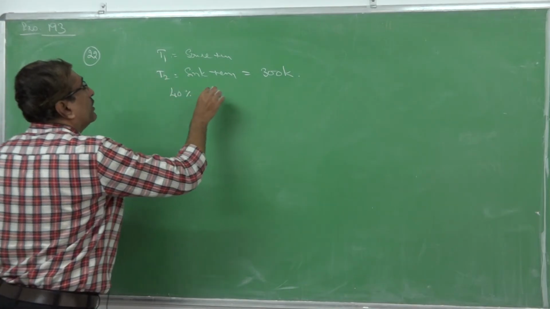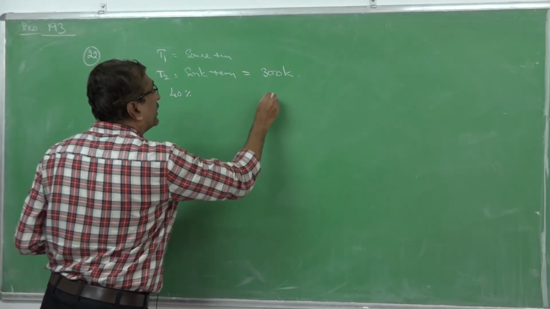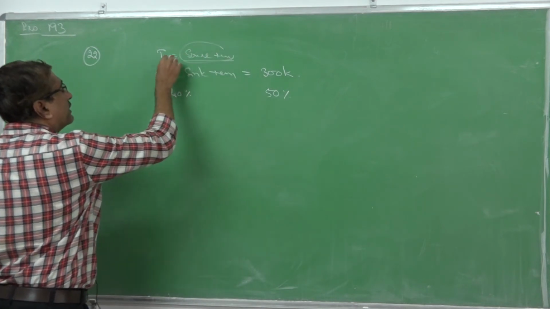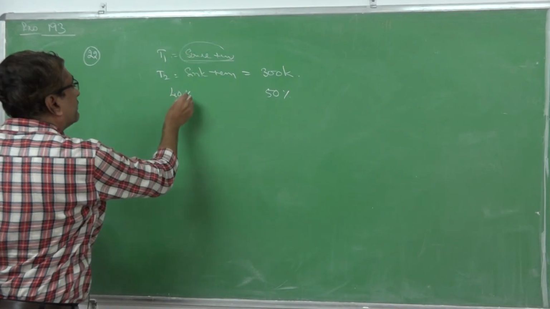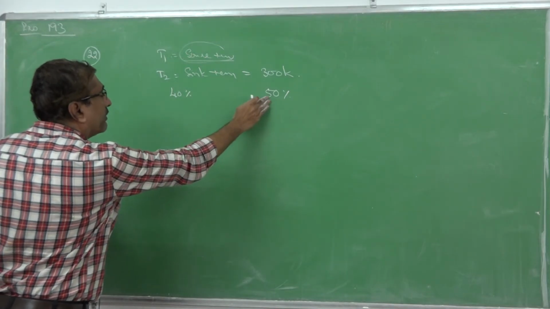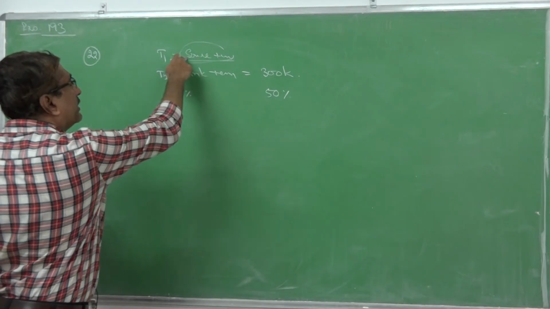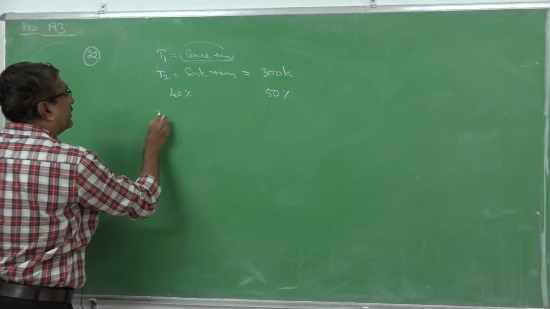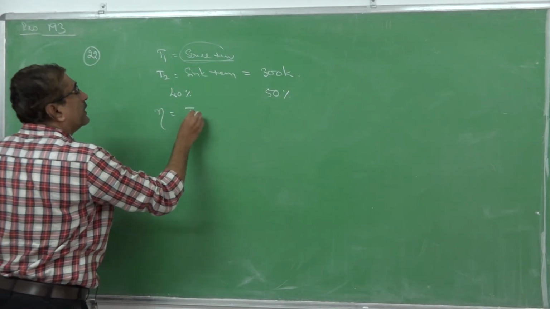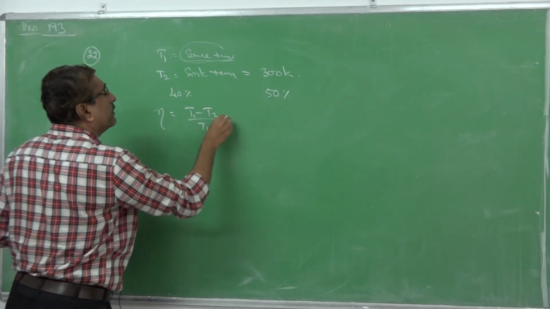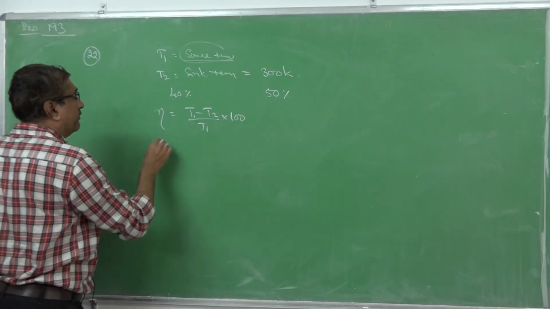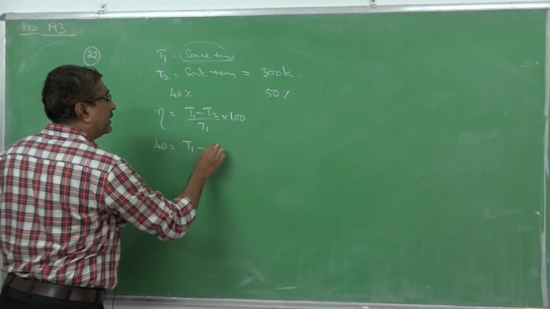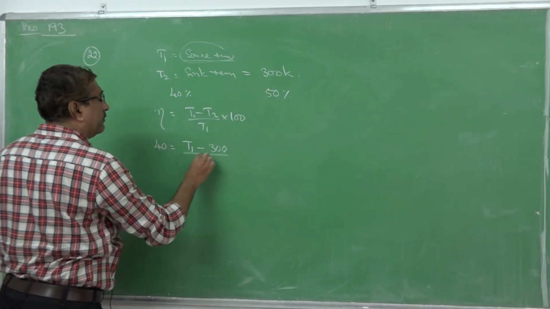To increase this efficiency from 40 to 60%, what is the change in temperature of T1? So first calculate T1 for 40% and T1 for 60%. Then the change in that is our answer. So first consider 40%. Efficiency eta is equal to (T1 minus T2) by T1 into 100. This is given as 40, first one. T1 we have to calculate, T2 is given as 300, so 40 equals (T1 minus 300) by T1 into 100.